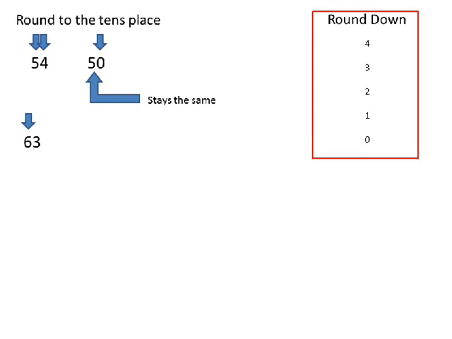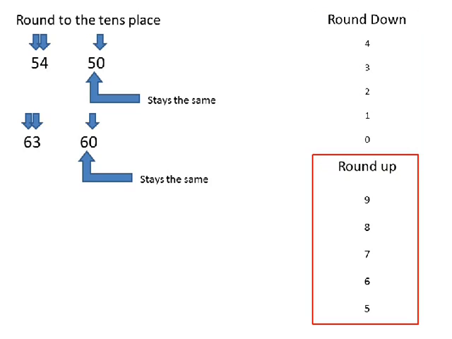Next we have 63. Again, 6 is the number in the tens place, but we don't look at that. We look at the number right next to it, the 3. The 3, again, tells us to round down. 4, 3, 2, 1, and 0 rounds down. So we turn the 3 to a 0, and the 6 stays the same.